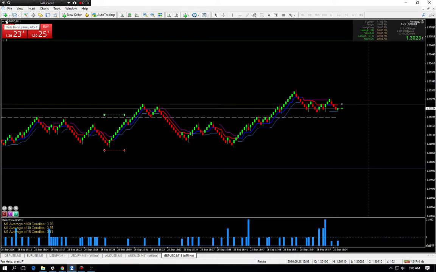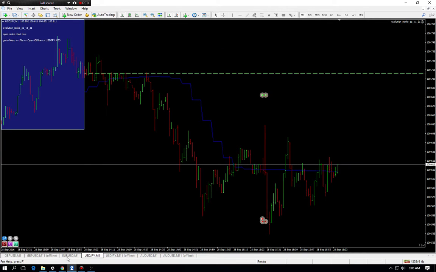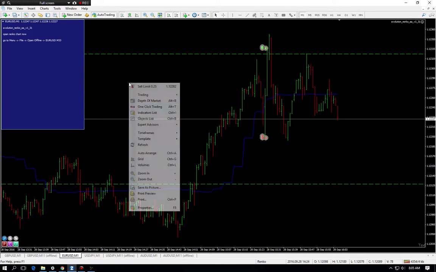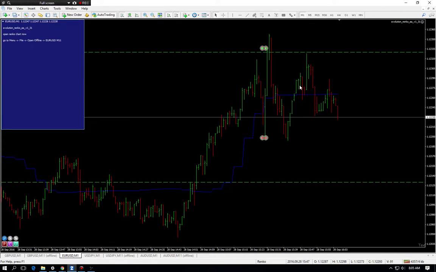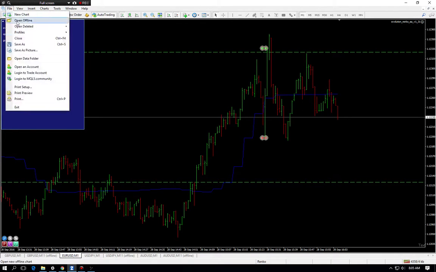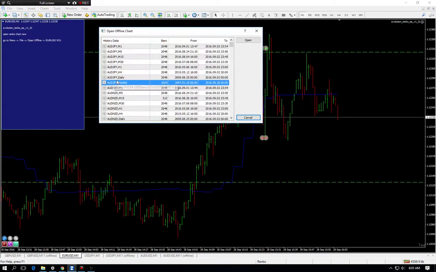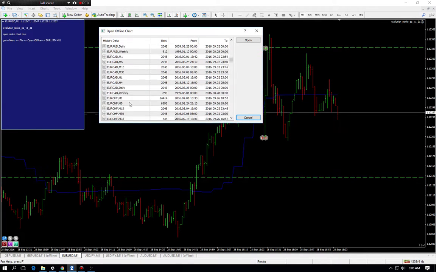Okay, so that's GBP. Let's get you back. Bad thing is I'm going to have to turn this right back at 9. So we got 55 minutes. And Euro USD. Template. Build 1. File, open offline. Euro USD.